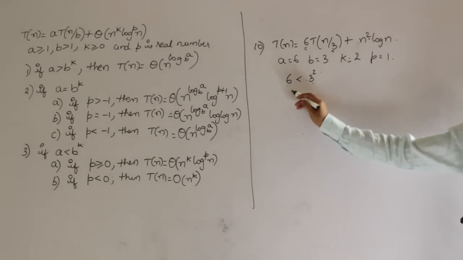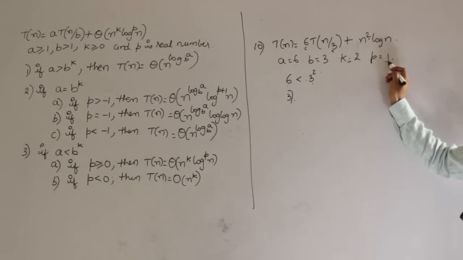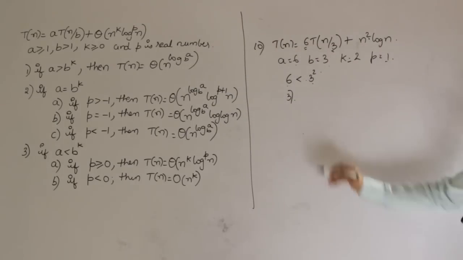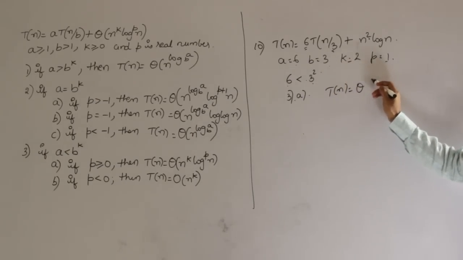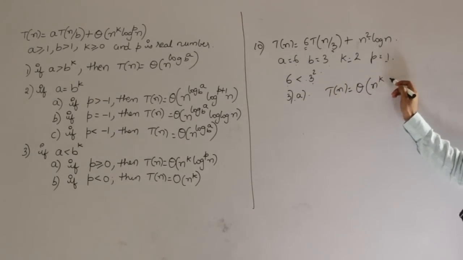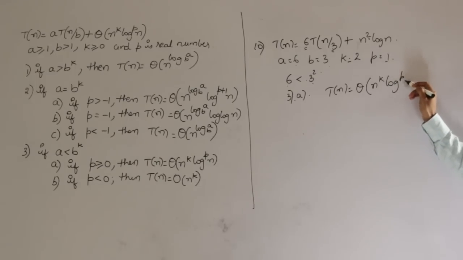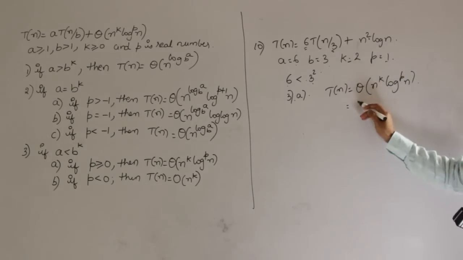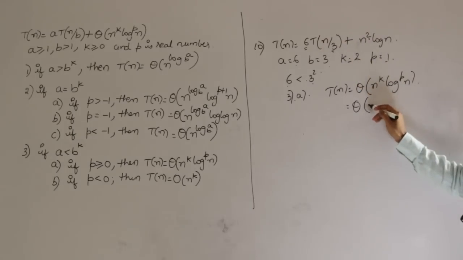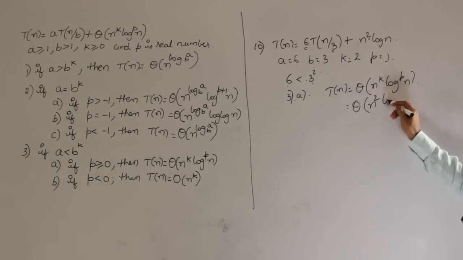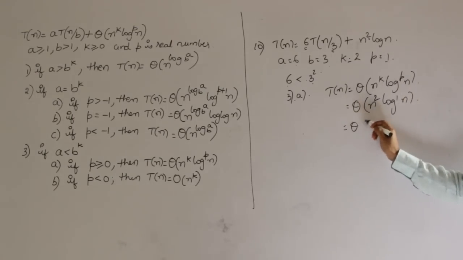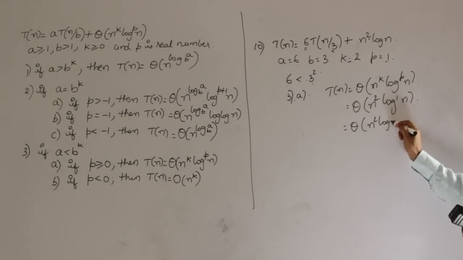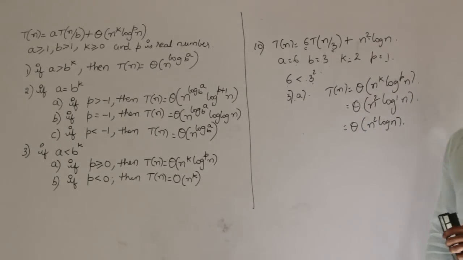So what is the condition? Third condition. In this you have to see the value of p. So p is greater than or equal to 0, which means 3a. Then T of n equal to theta of n power k log p n, which is nothing but theta of, what is n power k? n square into log p, which is 1 n. So that is equal to theta of n square log n. That is the answer.